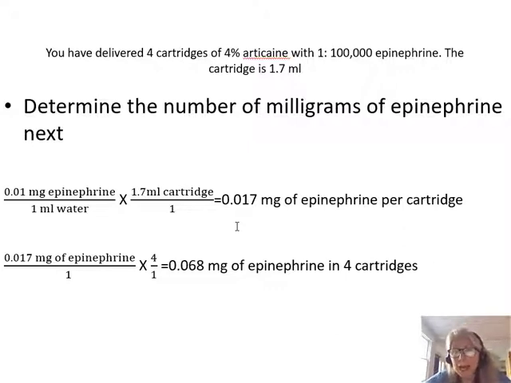But just like the last equation, we can't stop there. We have to go back and figure out how many cartridges we delivered. So we've delivered multiple cartridges, so then we multiply 0.017 milligrams of epinephrine in each cartridge multiplied by 4 cartridges equals 0.068 milligrams of epinephrine that was delivered in 4 cartridges.